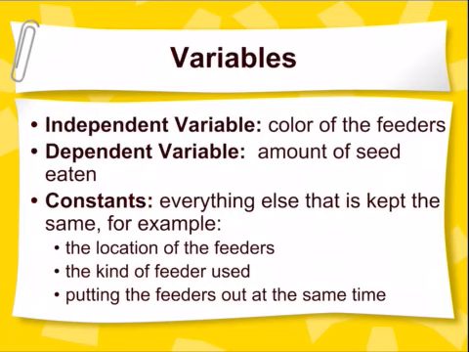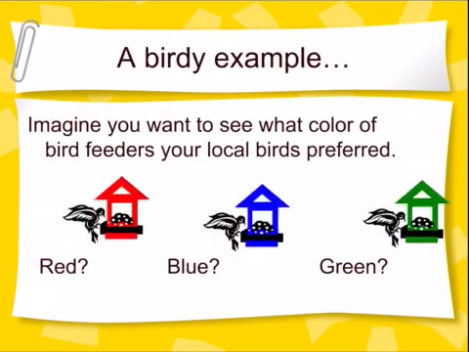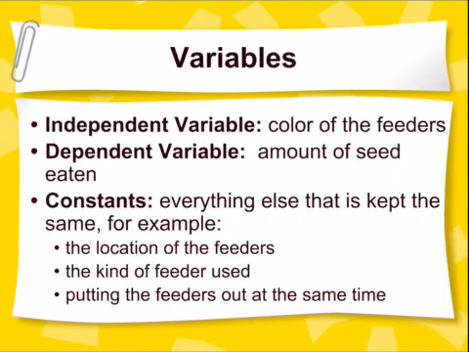So constant, anything else that is kept the same. So where they're located, the kind of feeder, where they're put out. For this experiment, there is no control because each of our birdhouses has a color. Okay?